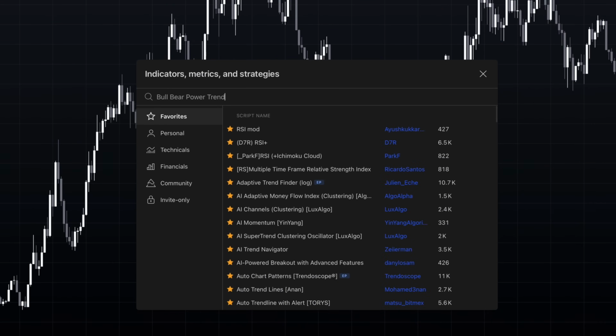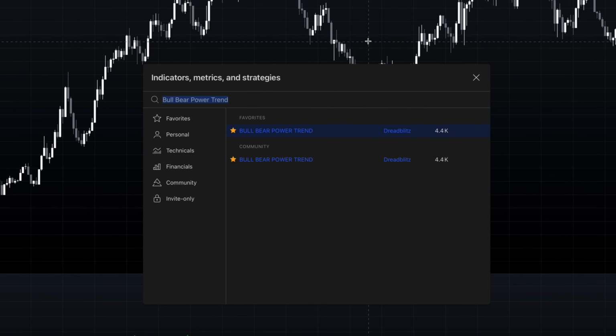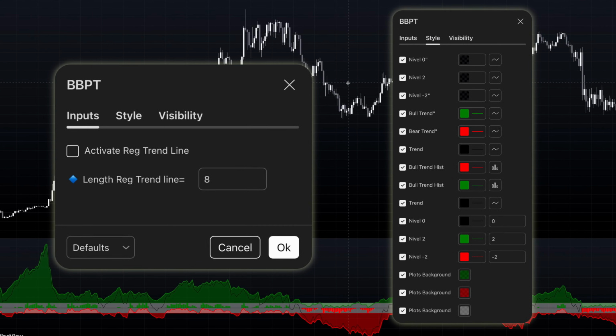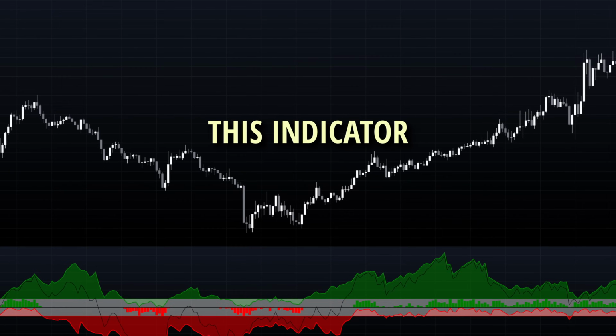The Bull-Bear Power Trend Indicator by DreadBlitz measures market strength by comparing bullish and bearish forces. It displays separate bull and bear lines along with histogram confirmation signals and a trend line showing the difference between these forces.